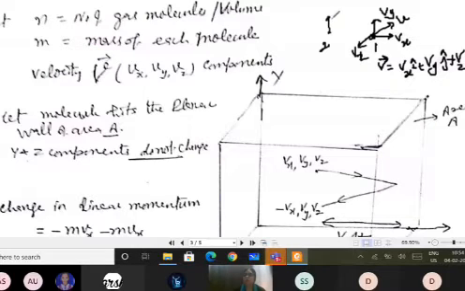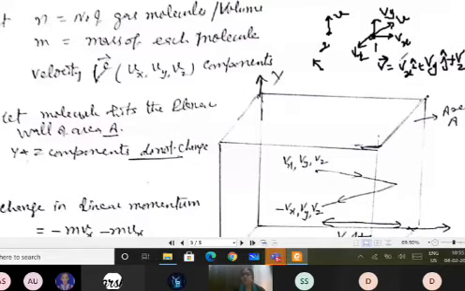The second molecule may be moving in this direction. If it is moving in this direction, it means the components vy and vz are 0 for the second molecule. If a third molecule is moving like this, then again you can resolve the velocity into components. Because they are moving randomly, there is no fixed direction. So in general, we take that it has components in all three possible directions, and we assume vx, vy and vz as the components of velocity v for the first particle here.